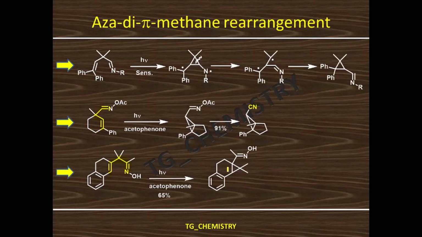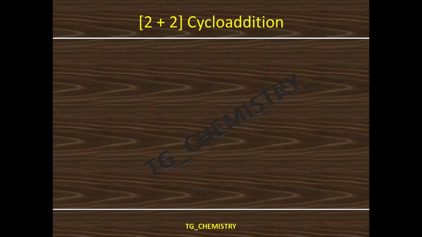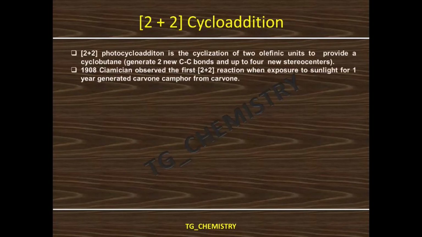A 65% yield of the product is obtained, and you can see here the formation of the cyclopropane ring structure, and this oxime is kept intact. Next comes the 2+2 cycloaddition reaction. In the 2+2 cycloaddition reaction, it is the cyclization of two olefinic units to provide a cyclobutane ring structure, and here a generation of two new CC bonds happens, and up to 4 new stereocenters can be generated.